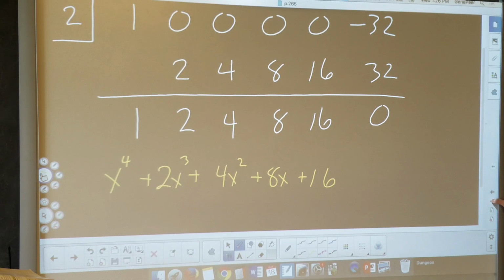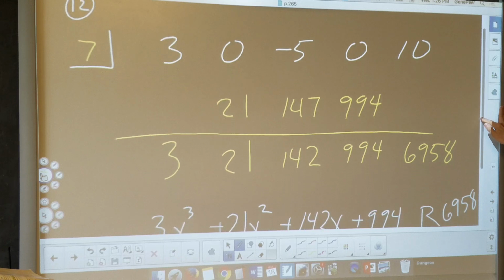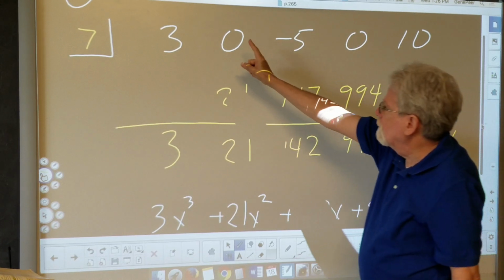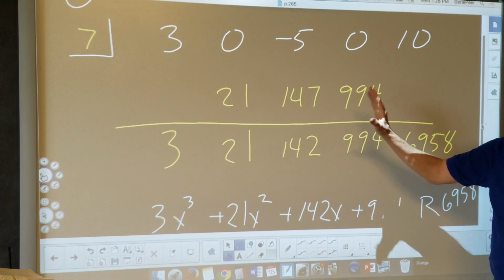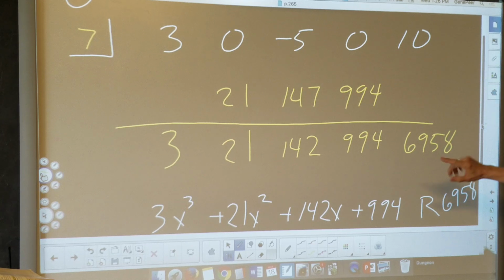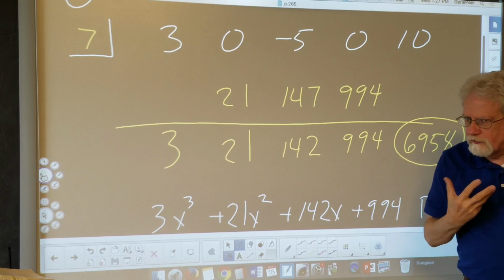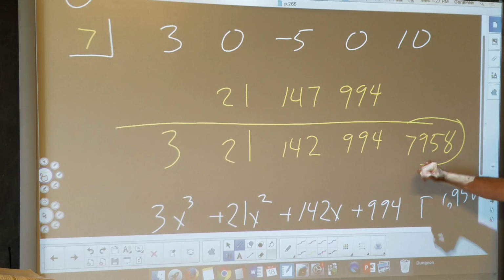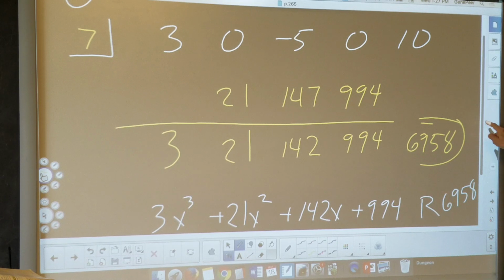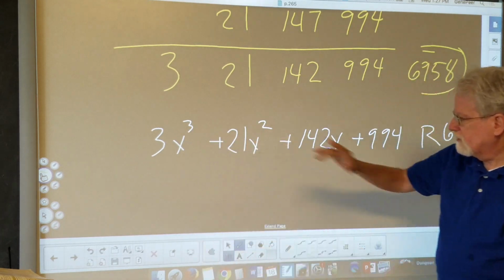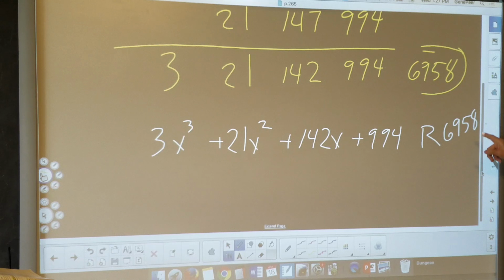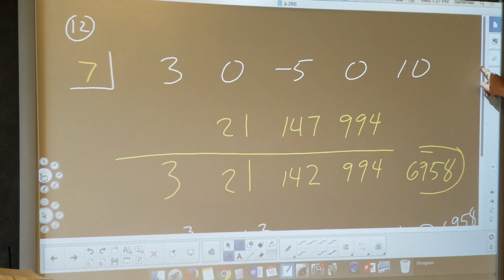We move on. Number 12, we had a couple of missing terms. There was a missing term here, we filled in a 0, and a missing term there, we filled in a 0. This is the one I warned you about in class the last time we met in person, and that was that it was going to have a huge remainder of 6,958. No, you were not wrong. That is correct. I did see on a couple folks' papers some careless arithmetic mistakes. I think one person had a 7 there. Just check your arithmetic. Be careful. And so your final result is 3x to the third plus, and remainder is 6,958. And that's it for number 12.